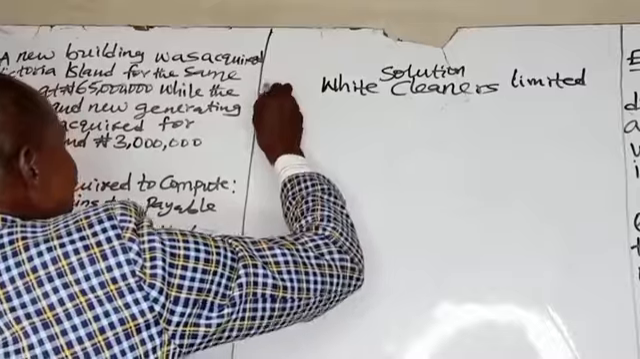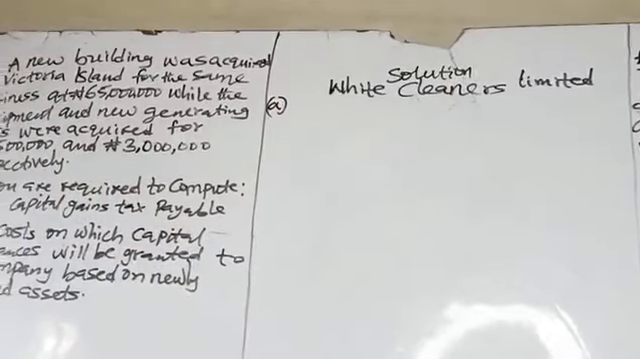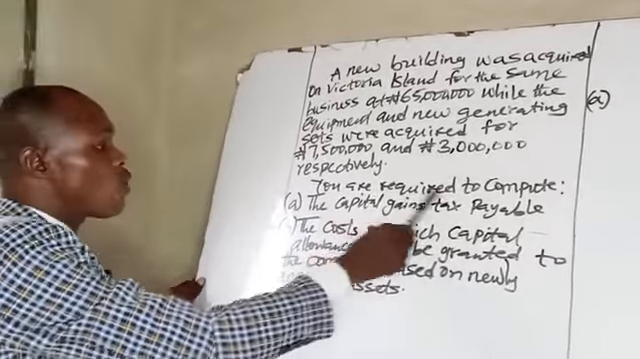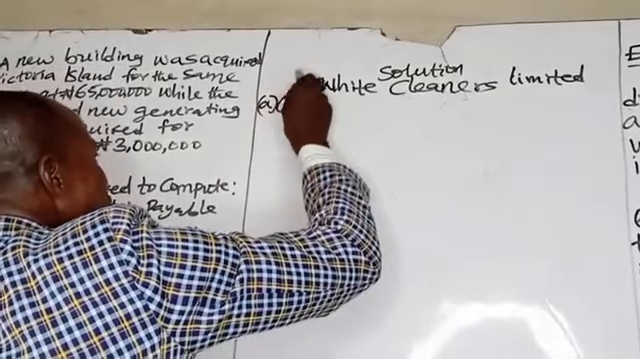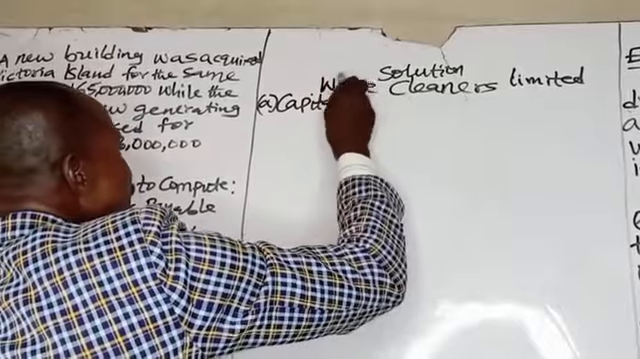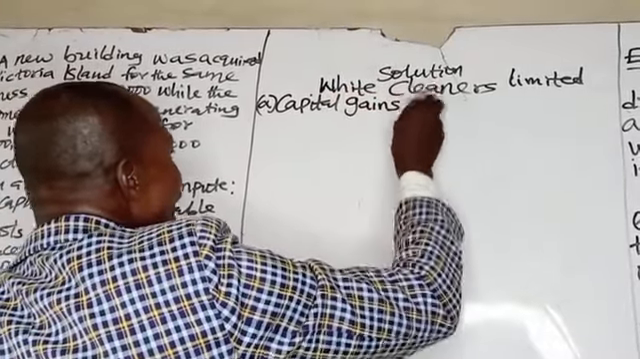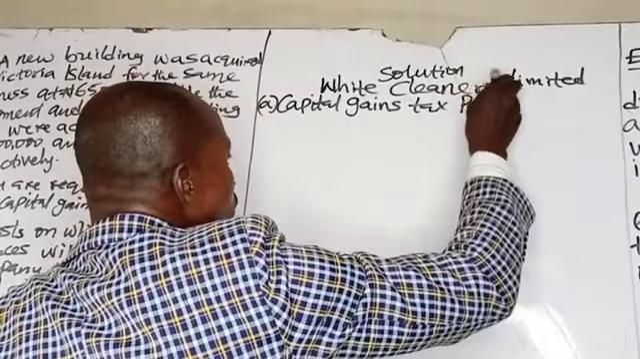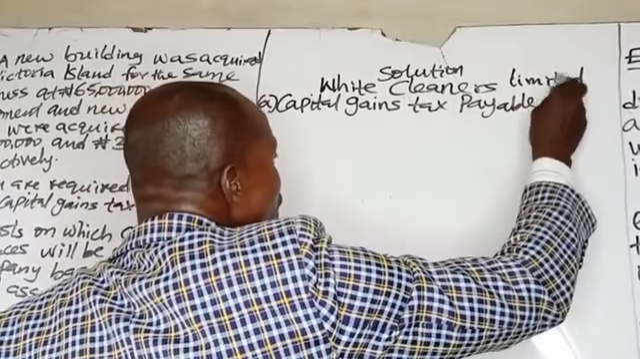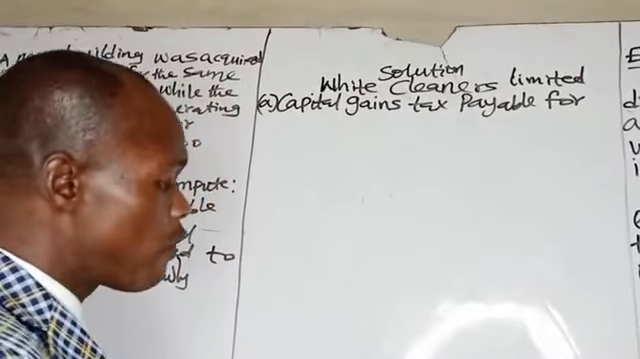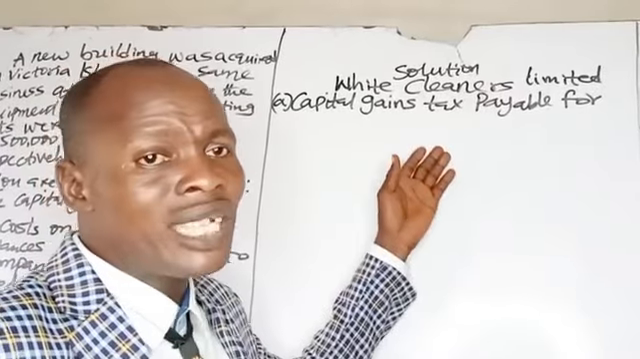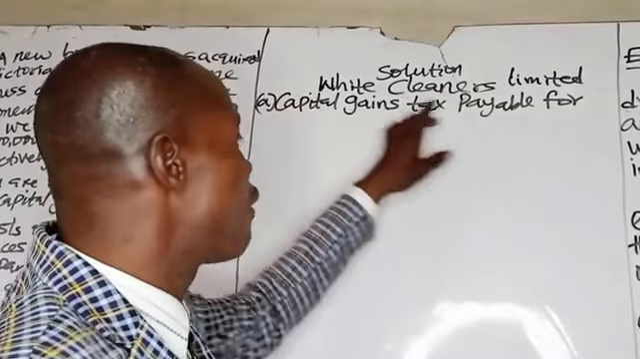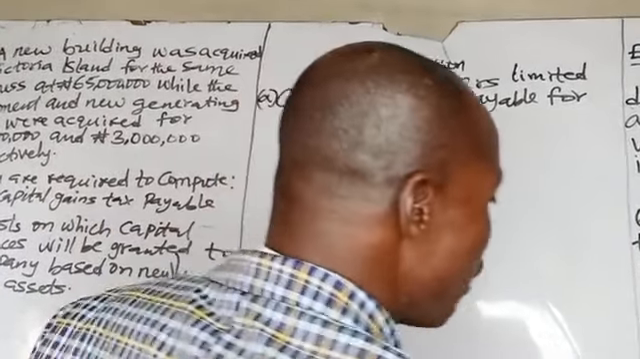In requirement A, you are required to compute the capital gains tax payable. So you put capital gains tax payable. You have to state the year of assessment. The year of the disposal of chargeable assets is the year of assessment. Now, what is the year of disposal?